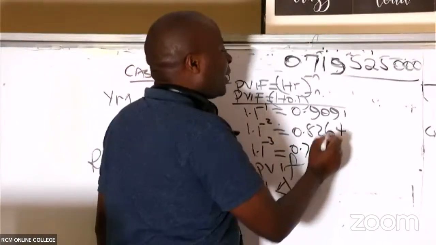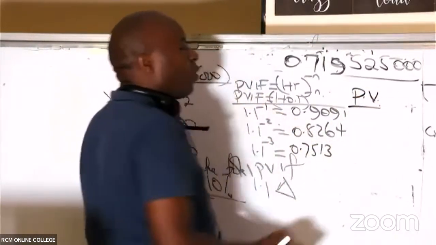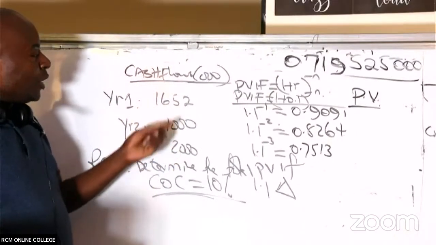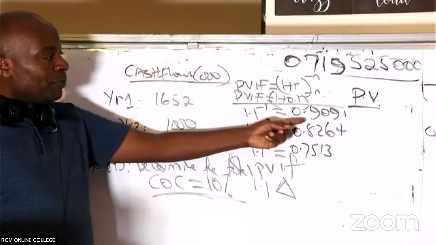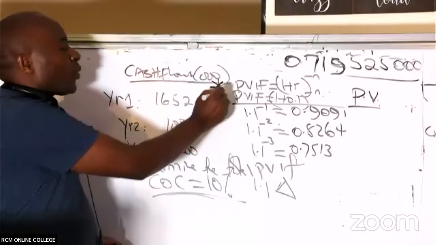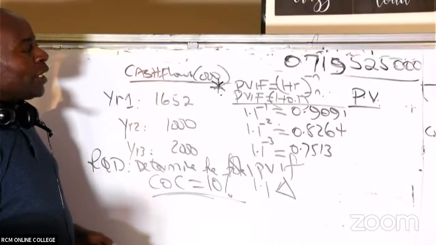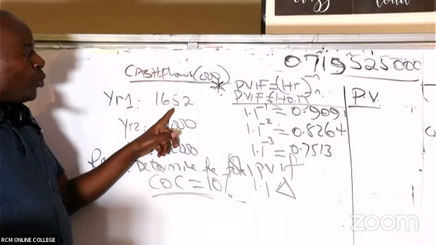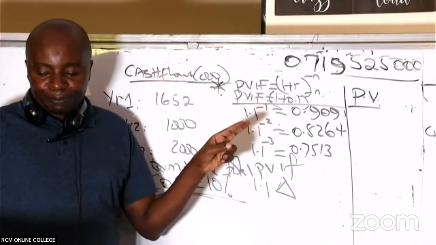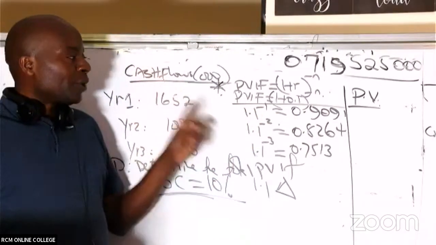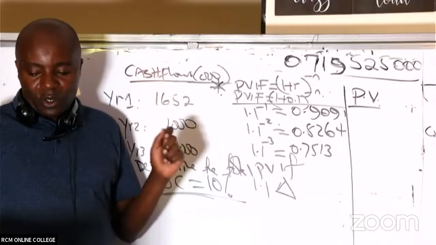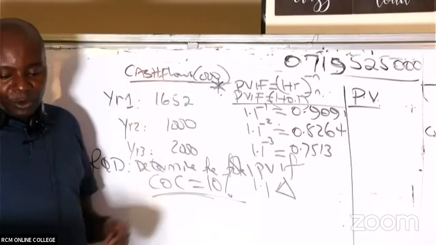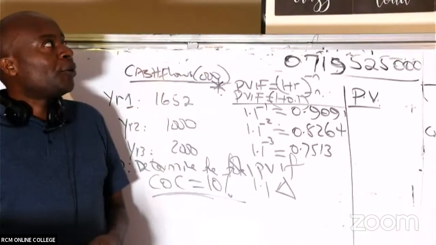And then, ladies and gentlemen, I'll be able to create the last column here where I capture present values. How do I get present value? To get present value, you take the cash flow that is here and multiply it with the PVF. So you'll take the cash flows and multiply them with the PVFs to get the present value. The first present value will be 16,552 times 0.9091. Is there somebody who is able to give me a number here? I'll write it down.